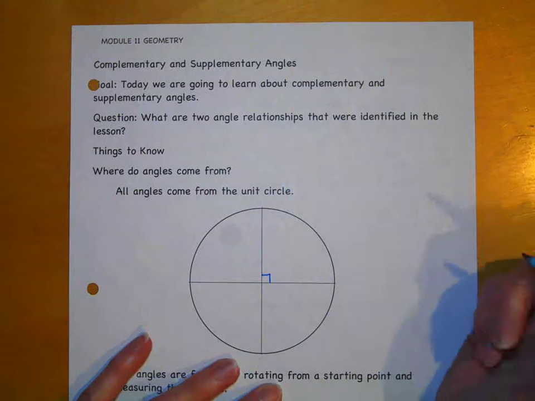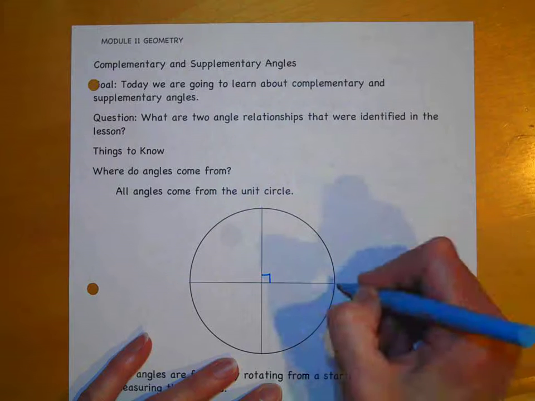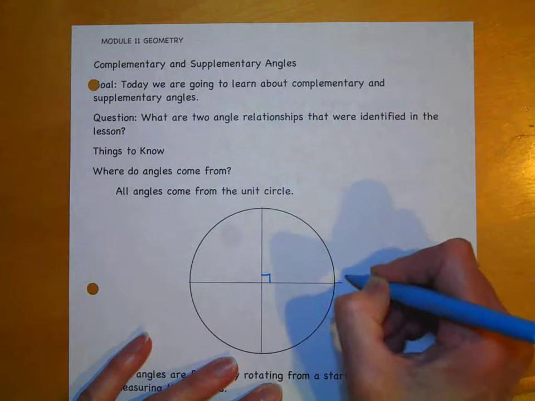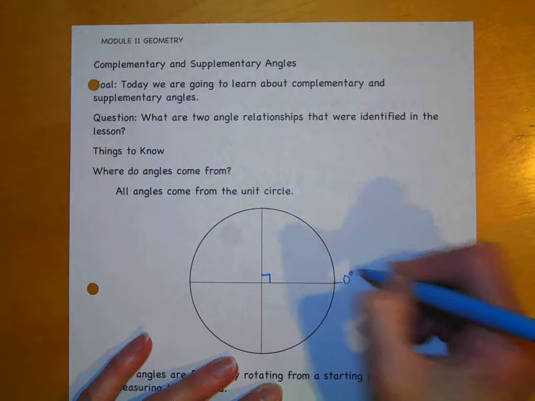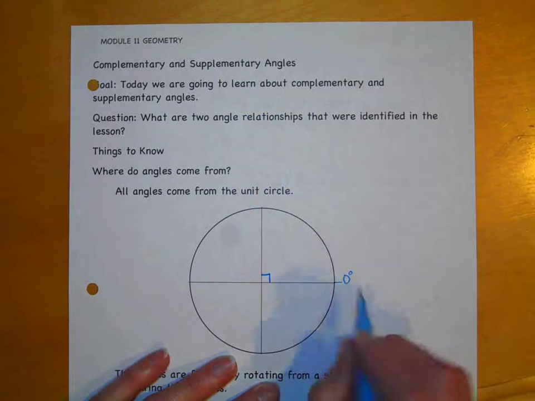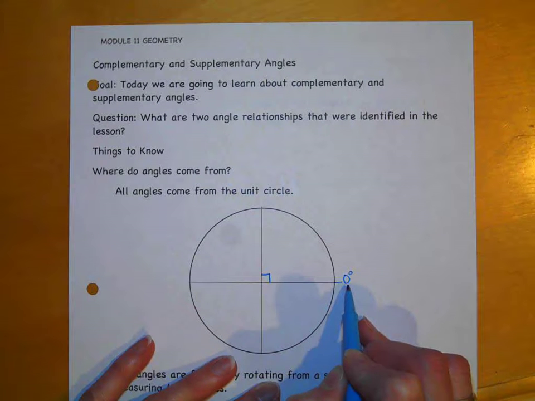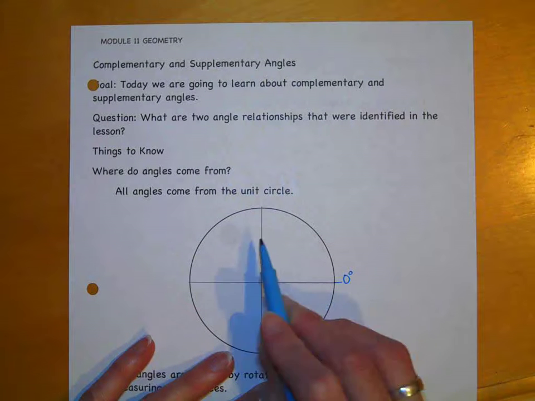And what we do when we're working with the unit circle is the horizontal bisector intersects it at 0 degrees. So right here is 0 degrees. And if you used a protractor, the protractor measures from right here at 0, and then the degrees move to the right.